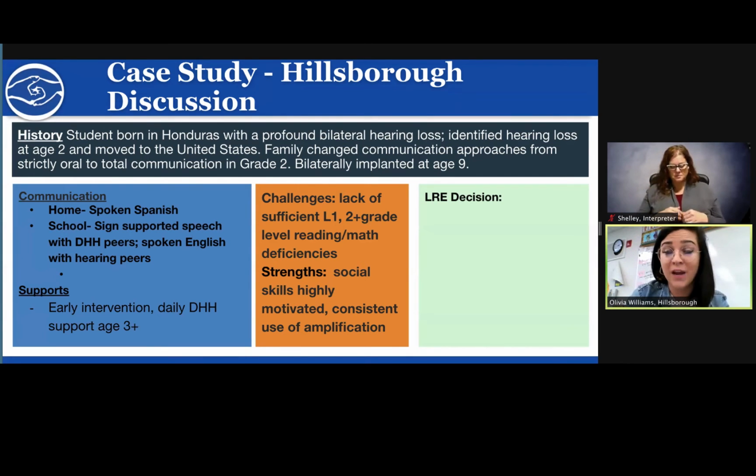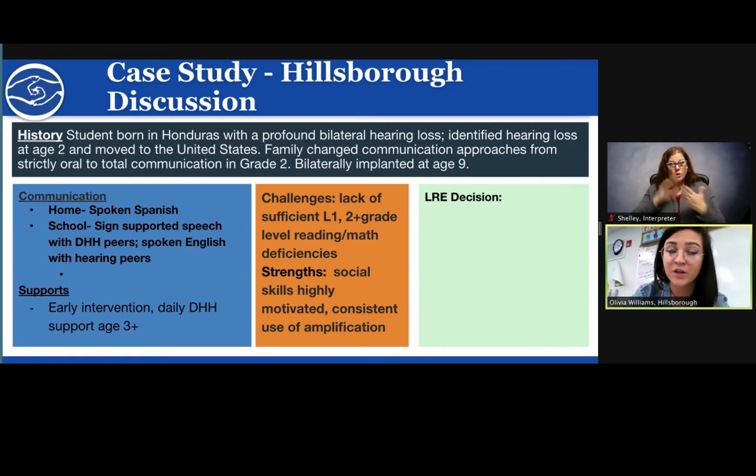The student was very social. He enjoyed making friends with hearing students and would use his best speech, but he really needed to have sign language in order to best understand the curriculum. He was highly motivated. He has consistent use of his amplification. He came to school regularly and was really excited to learn.